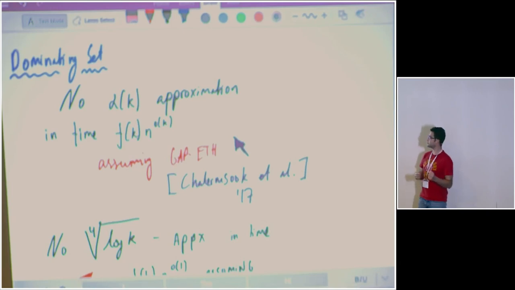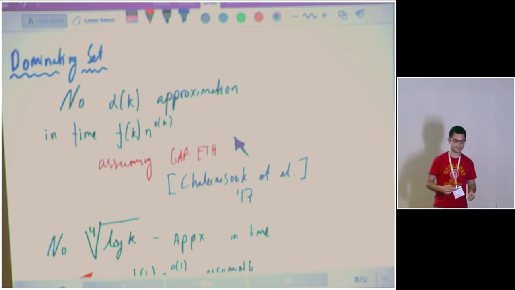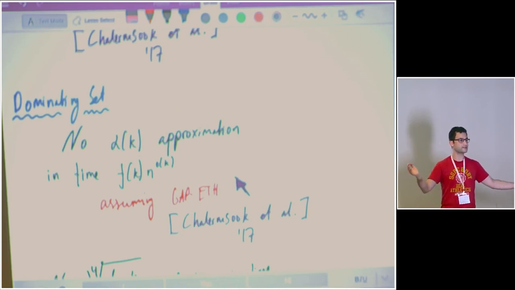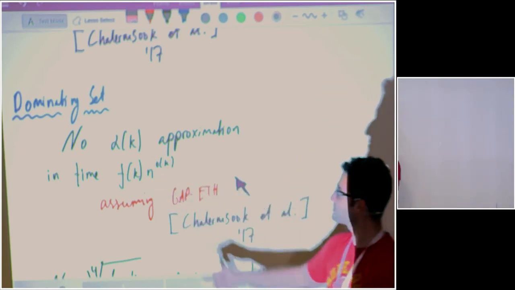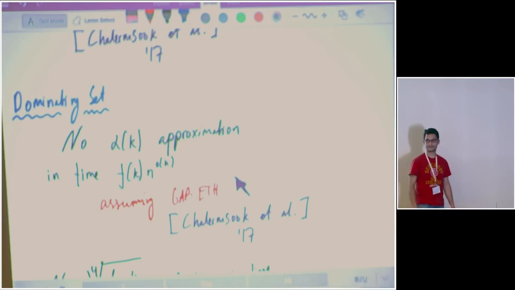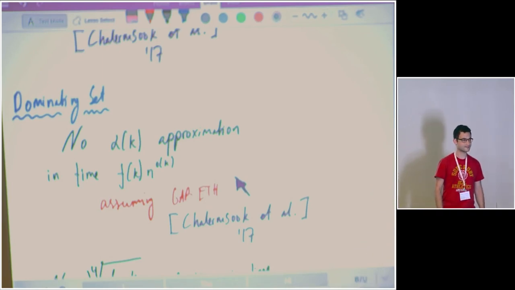Okay, and then the question is, what is this unpleasant gap ETH thing? What happens if f depends on alpha? It says no alpha k approximation in time f of k n to the little o. So for any approximation ratio, you cannot do anything other than brute force. No, f of k is a function of k. And where does the alpha appear? In the little o? No, alpha does not appear anywhere. Okay, great. So it's what you said.